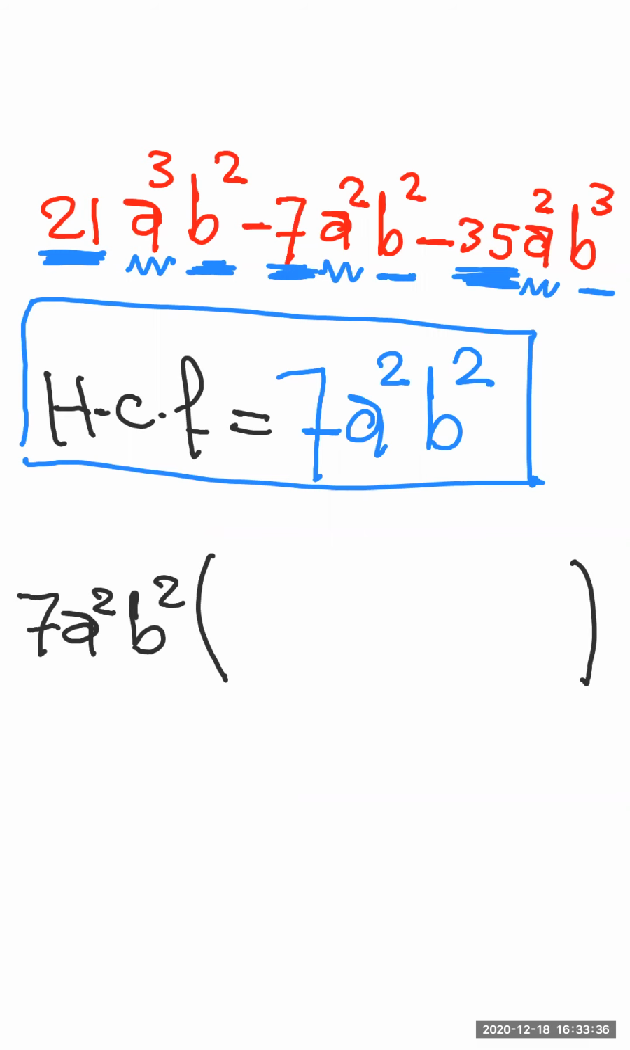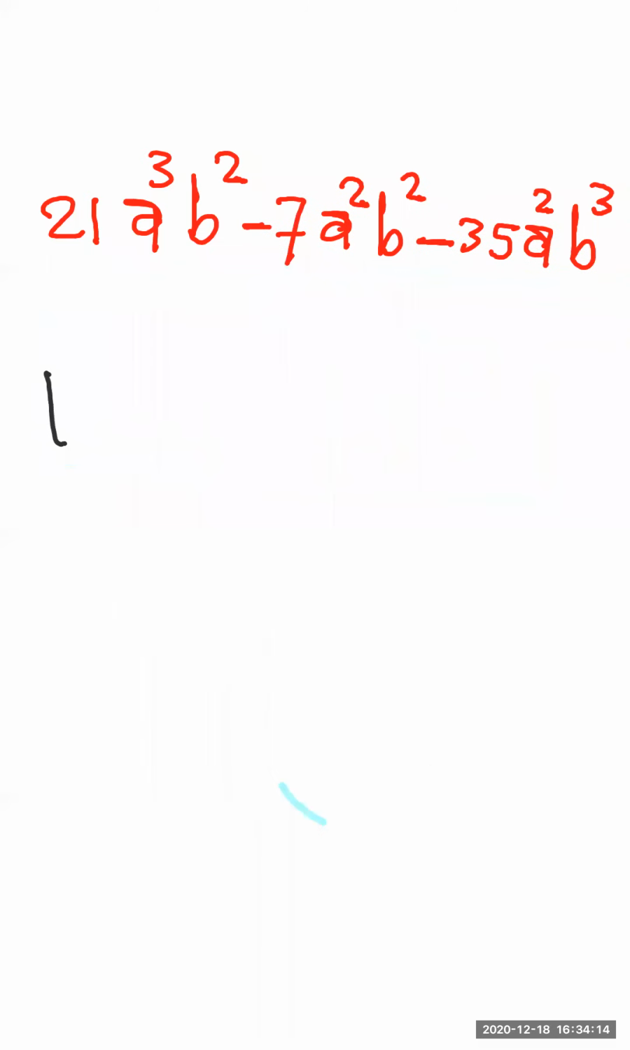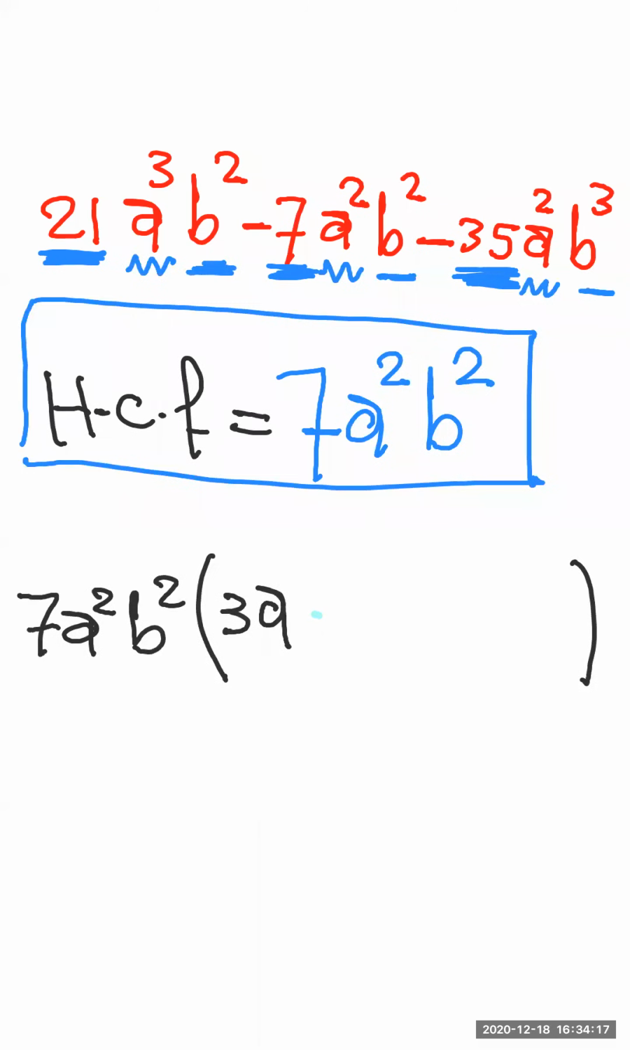Okay, so first step, I have to divide the first term by the highest common factor. So 21 divided by 7 means 3. A power 3 divided by a power 2 means a. B squared divided by b squared, 1. Okay, so I don't have to write 1, of course, guys, because any term multiplied by 1 stays the same. As we know, 1 is the multiplicative identity, so nothing will change because 3a times 1 equals 3a. So I don't have to write it. Okay, so it's 3a.